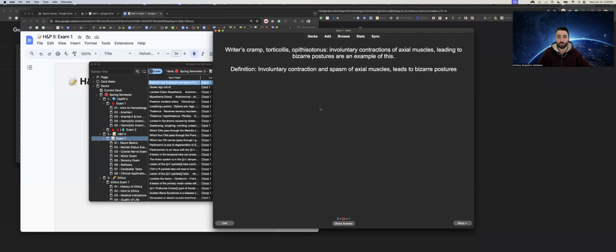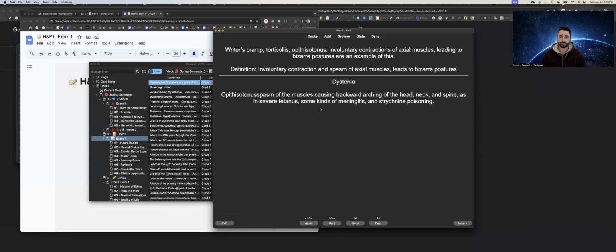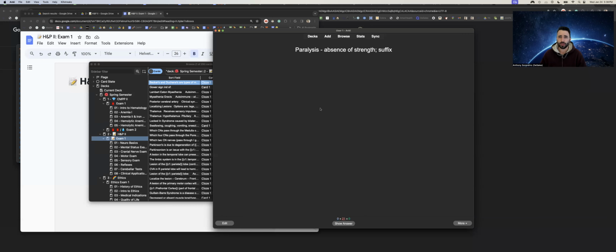Writer's cramp, torticollis, involuntary contractions, bizarre postures are examples of this. This is the involuntary contraction and spasm of axial muscles. Is this dystonia? Paralysis, absence of strength. This is paraplegia.